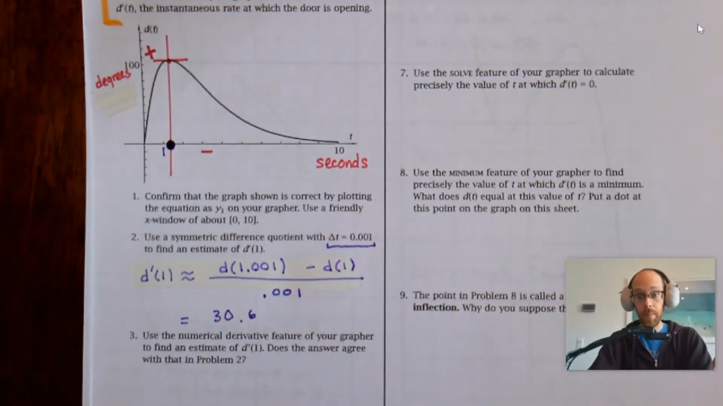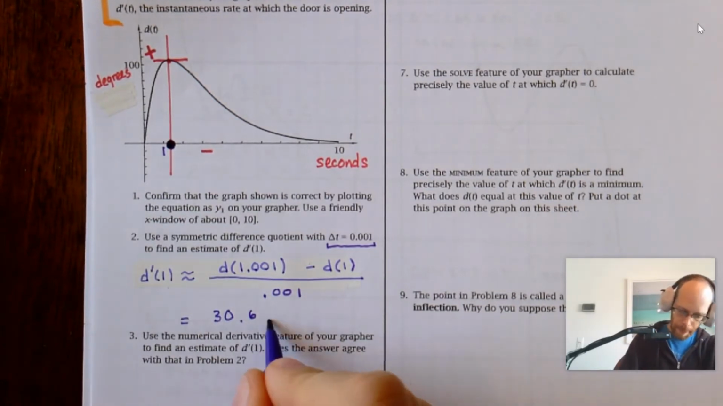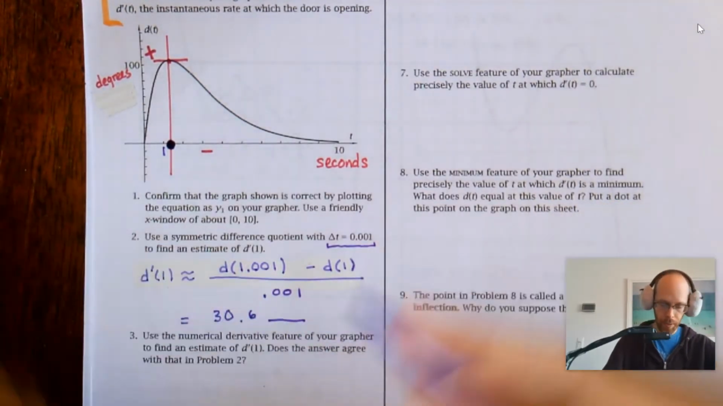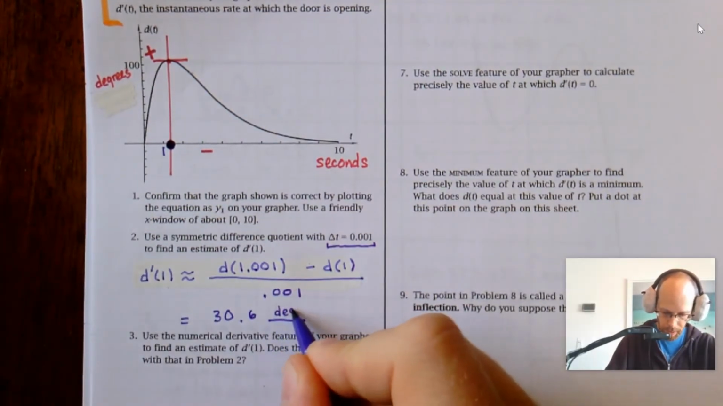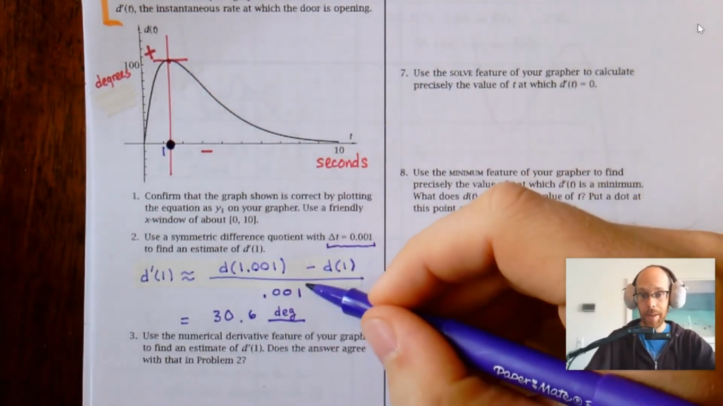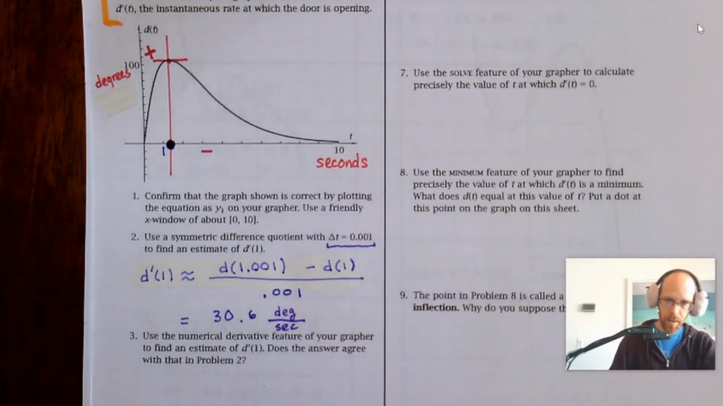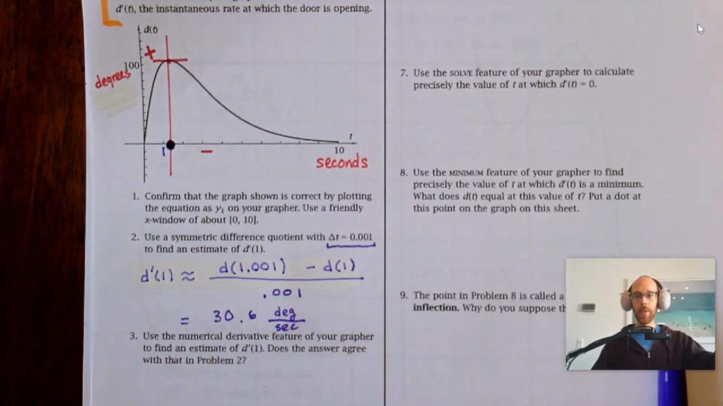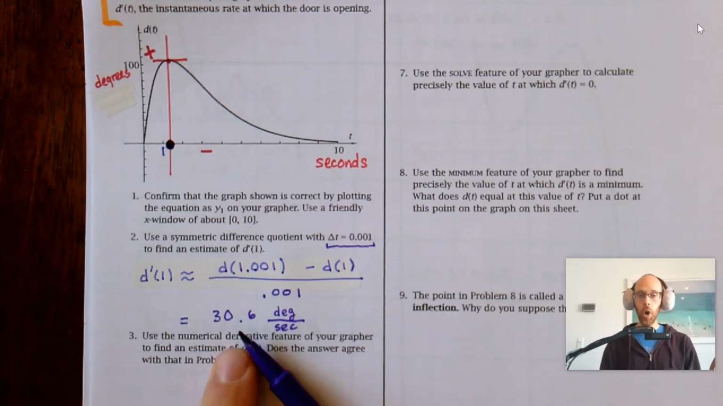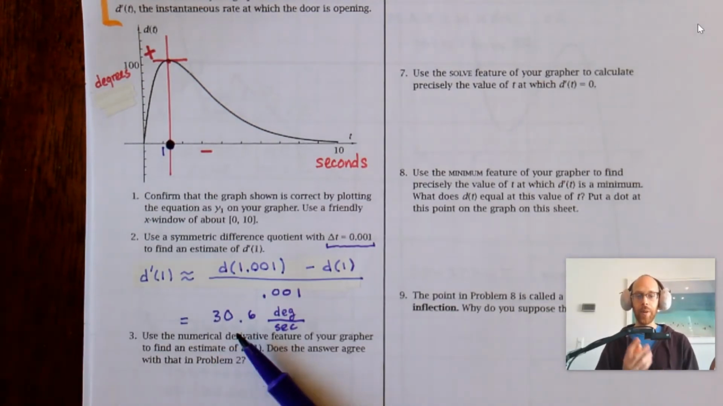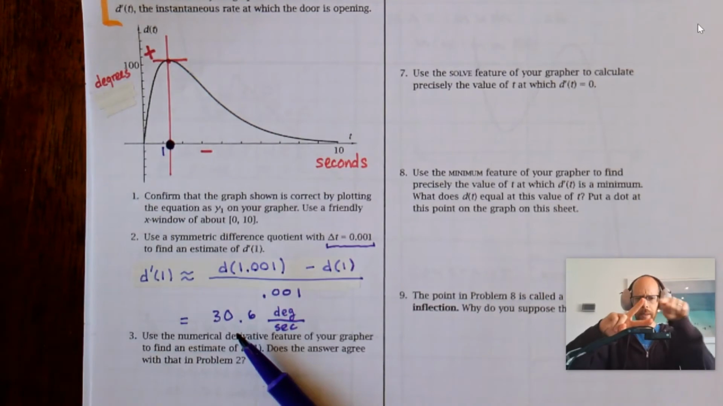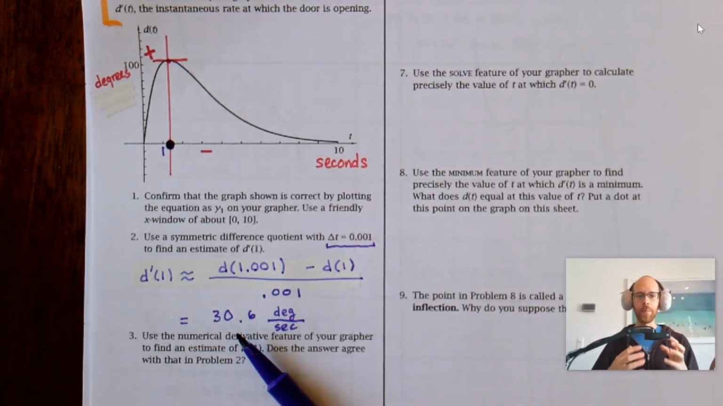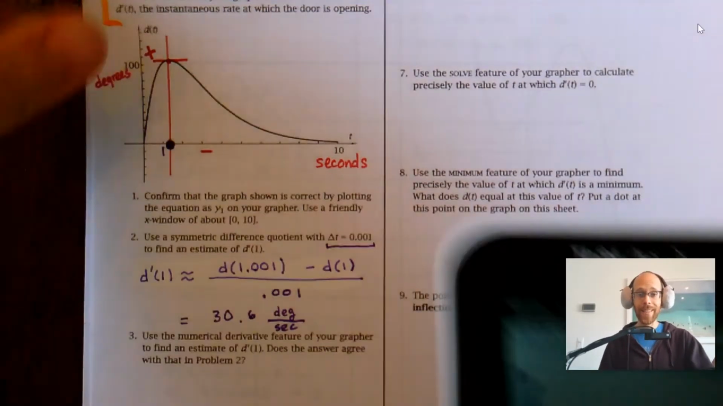And probably the most important part of this class is being able to describe what that means. Well, our numerator is in degrees. So our units will be degrees divided by our denominator, which is in seconds. So this is degrees per second. So 1 second after we open the door, the door is opening at a rate of 30 degrees per second. You can kind of picture how big 30 degrees would be. At a rate of 30.6 degrees per second.